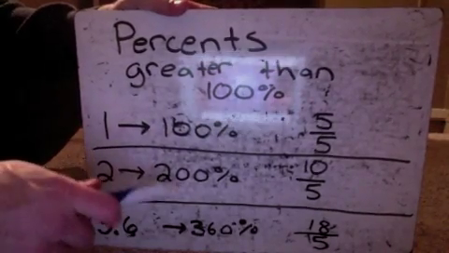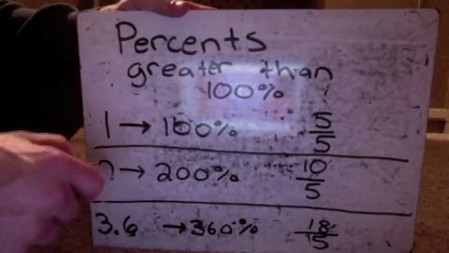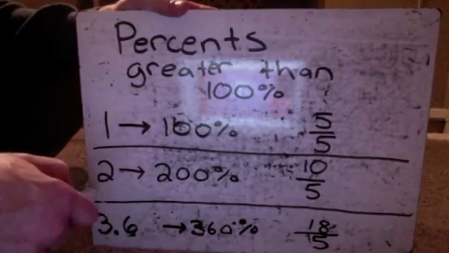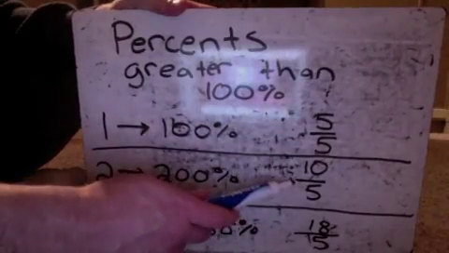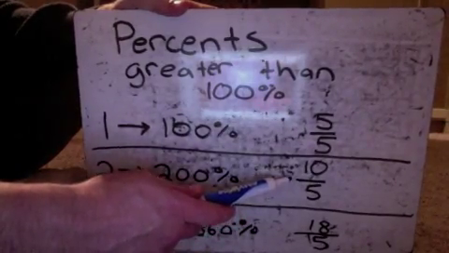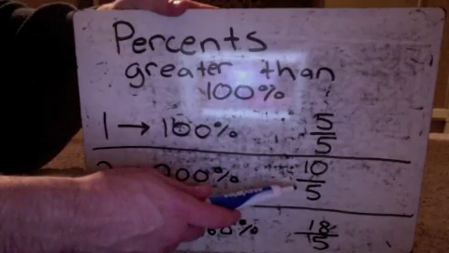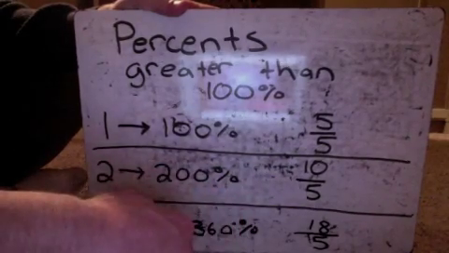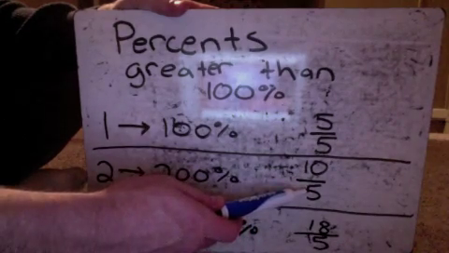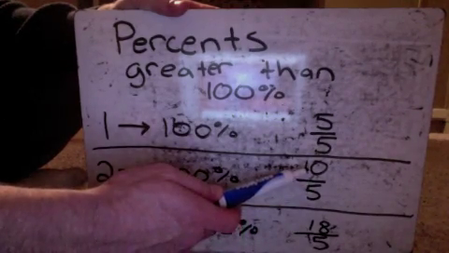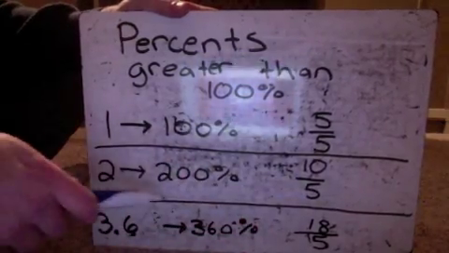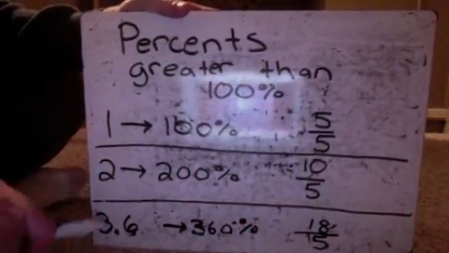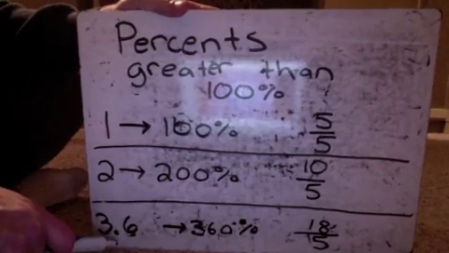Another example would be if we had 200%. 200% is the same thing as two wholes. And again, I've got an example of something that would be two wholes over here. If I have 10/5, 10/5 is the same thing as two wholes. It would take 5 to make one whole, and since we have 10, we've got two wholes or twice as much.